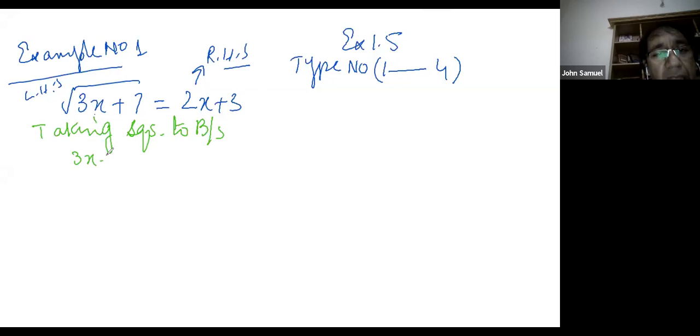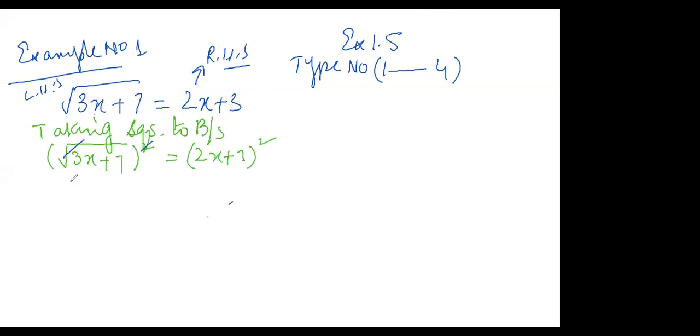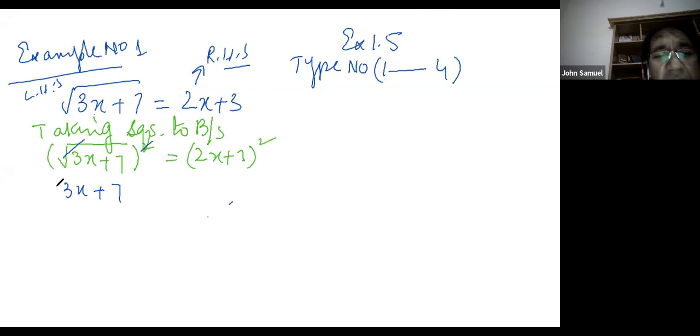So 3x plus 7 under the radical sign is there, squaring we have done here. Similarly, 2x plus 3, squaring we have done here. Now we'll cancel it. The square will cancel here, and we can write it 3x plus 7. Now this equation is isolated. It has become isolated from the radical sign, meaning freed from the radical sign.